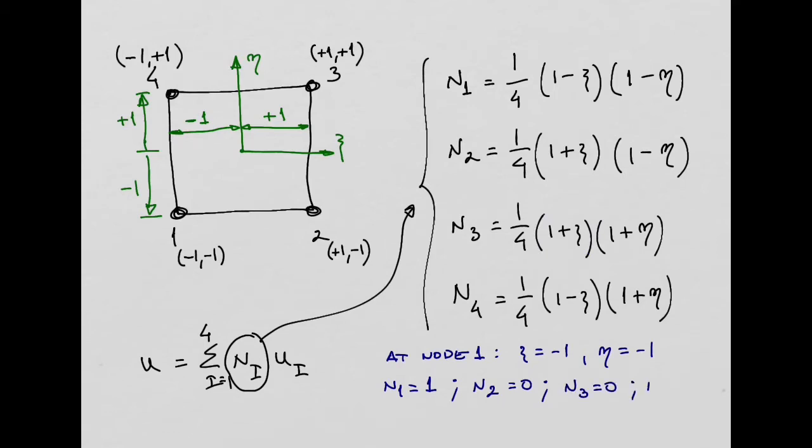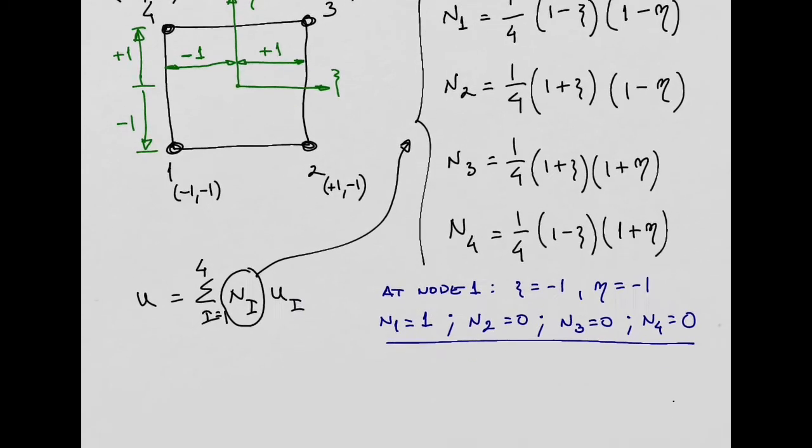And for the fourth shape function, if you replace here eta by minus 1, you get n4 equal to 0. And then if you look at this, the conclusion is, for node 1, shape function n1 is equal to 1, and all other remaining shape functions, n2, n3, and n4, are all equal to 0.